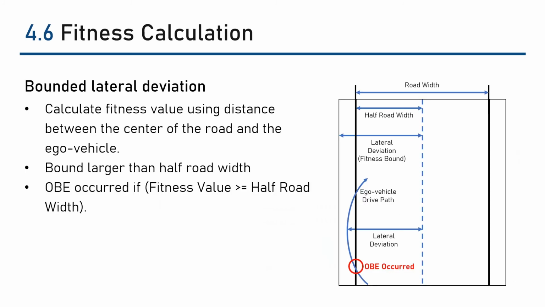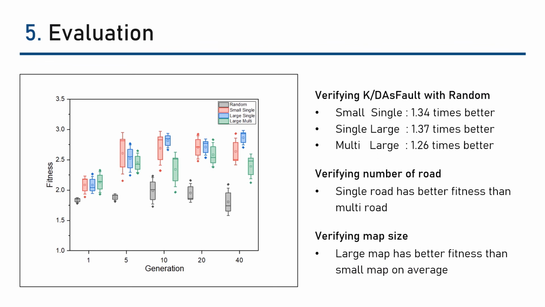To calculate the fitness value, we used the bounded lateral deviation, which is the distance between the center of the road and the EgoCar. In order to get better evolving efficiency in the GA, we bounded the lateral value at a larger value than half the road width. So, if the fitness value is larger than half the road width, we can know that an OBE has occurred during the driving. This graph is our result of simulation.